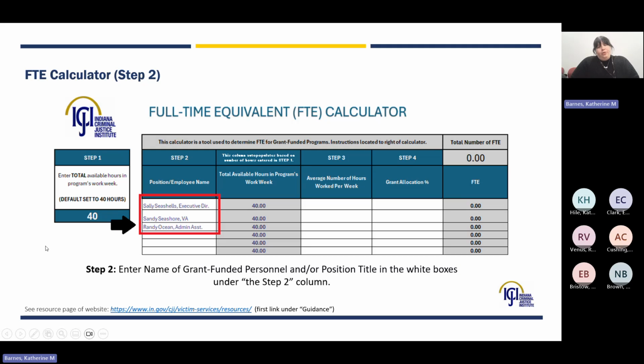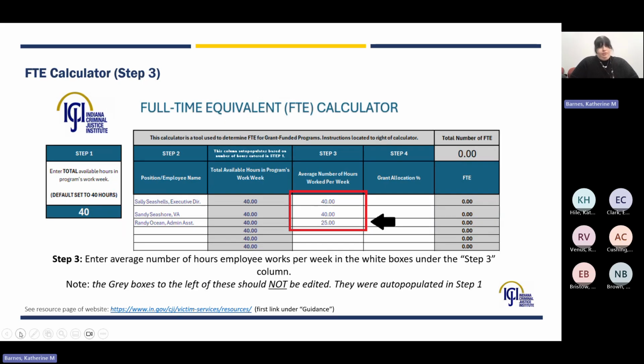The next step is you are going to enter the names and positions of all of your grant-funded staff. As I said before, your FTE should only be including the grant-funded staff that work on this program. You should not be including anyone else who is not a grant-funded staff member for your program. If they are funded on a different grant, if they're not grant-funded, you will not need to include them on this calculator. So just names, positions. In this example, we have Sally, Sandy, and Randy. For this grant, there we have an executive director, victim advocate, and an admin assistant. So that is just that step, pretty simple.